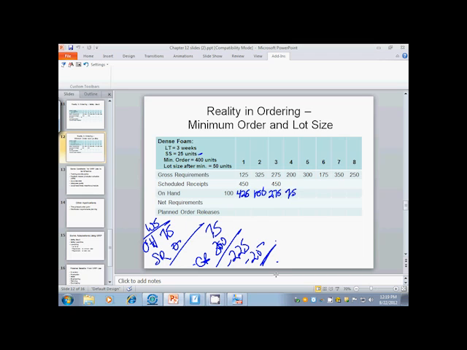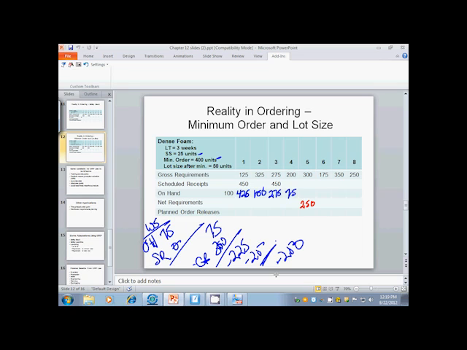And that will give us 250 units that we're short. So remember we said on that last slide that it's our net requirements, we're short 250 units. It's a need. We have a need for 250 units during week 5. Can you order 250 units though? No. Remember, our minimum order is 400 units.